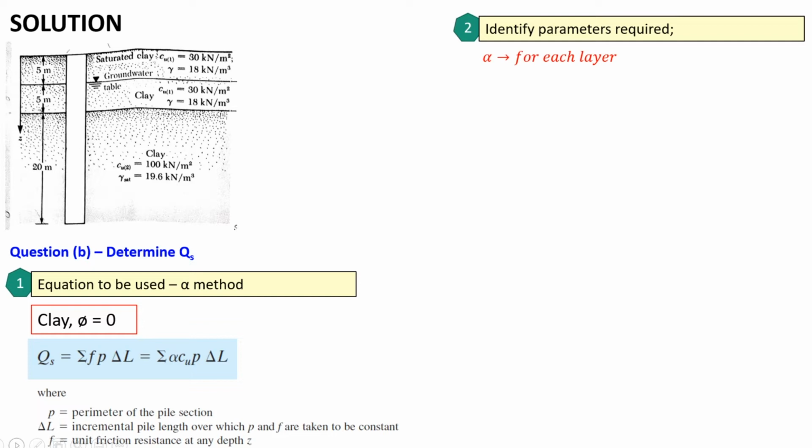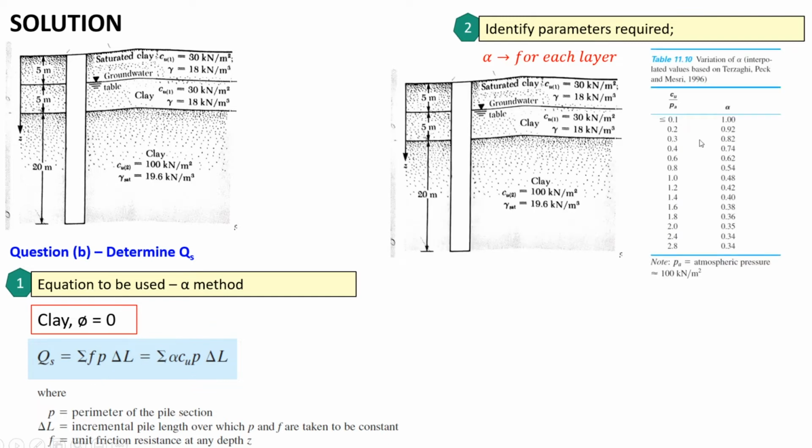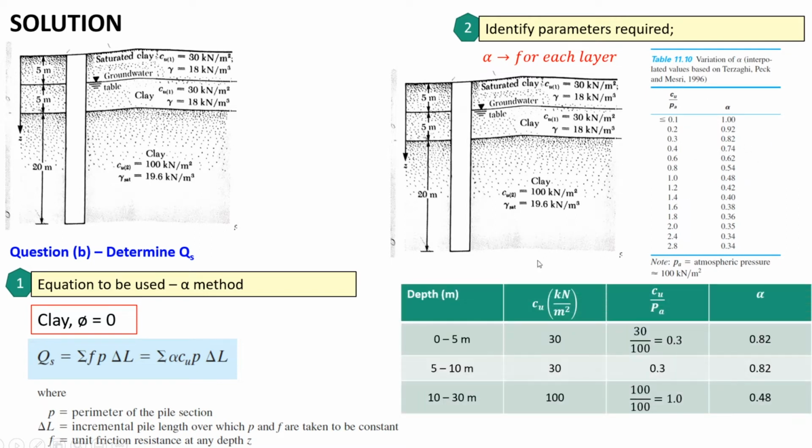So firstly, we can determine the alpha for each layer. You can see there is this summation here. Alright, so we need to identify for each layer, for example here. So this is the table that we are going to use to get the alpha. It's easier if you can develop a table with different columns, where we have the different depths and then the undrained cohesions. And we have this ratio because we want to refer to this value in this table, table 11.10 here, and then we can identify the alpha value.